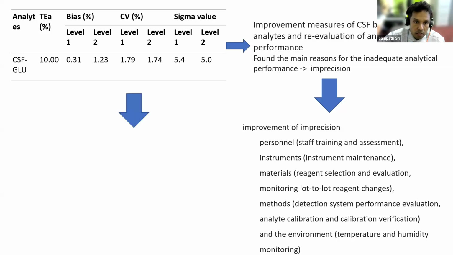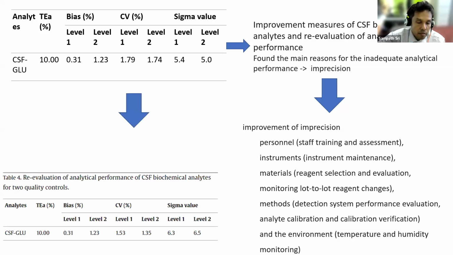After 6 months, they achieved sigma values of 6.3 and 6.5, and they moved from an excellent level of sigma to a world-class level of 6 sigma, more than 6.